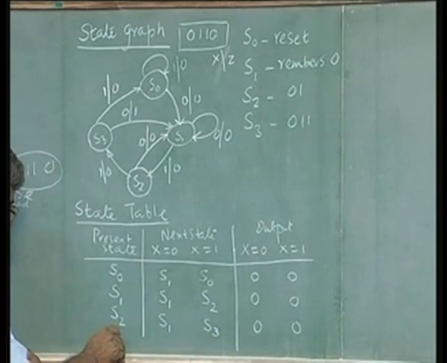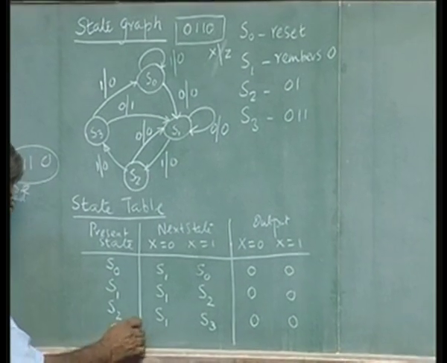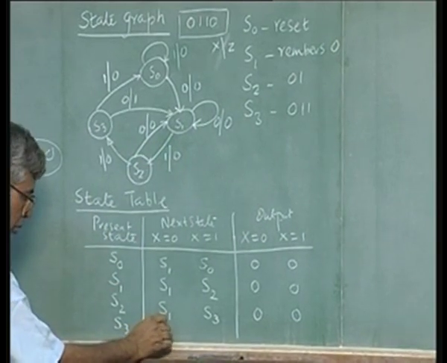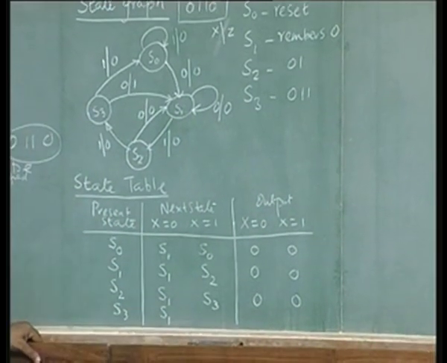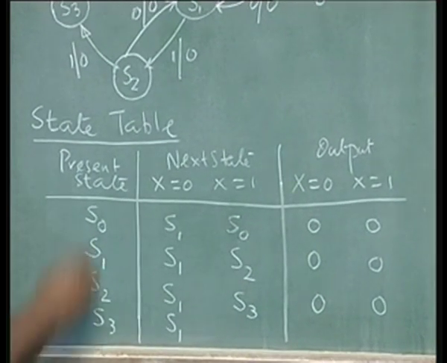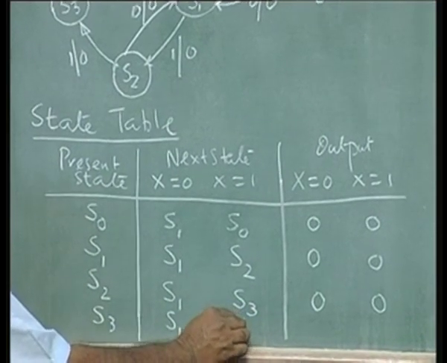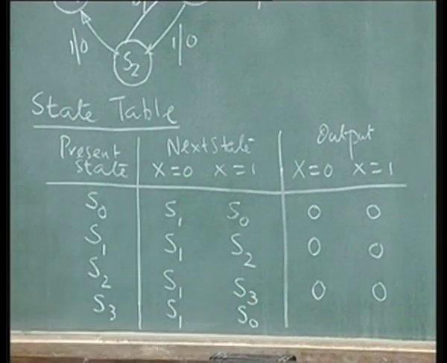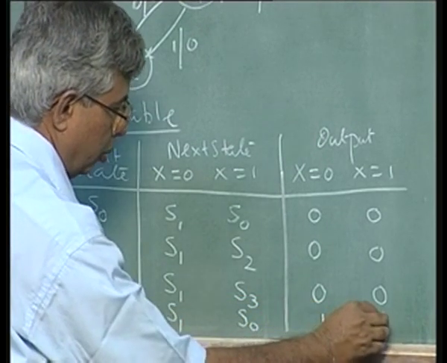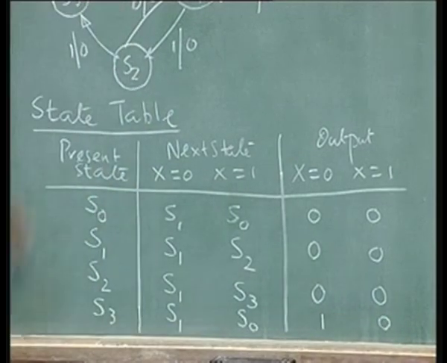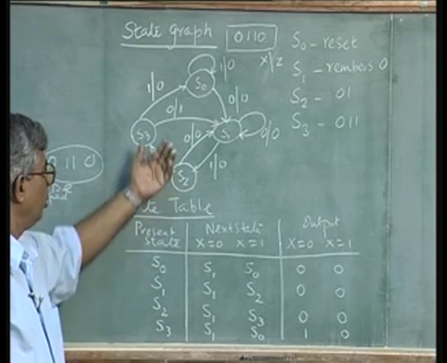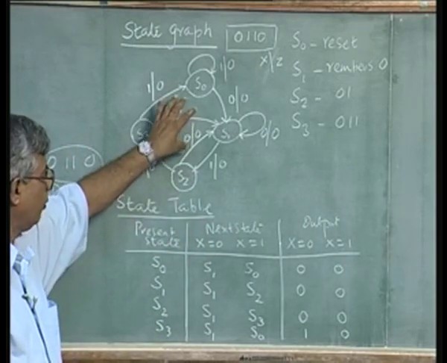Finally, when the circuit is in state S3 and input 0 occurs, the circuit goes to S1. If 1 occurs, the circuit goes to S0. In the first case the output is 1, in the second case the output is 0. This is the state table. Again, it is a concept well known to you from a previous course on digital systems, but I thought it is better to do it. So, this is the graph, this is the table.